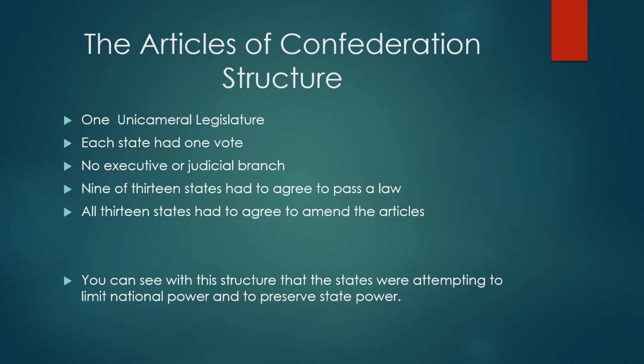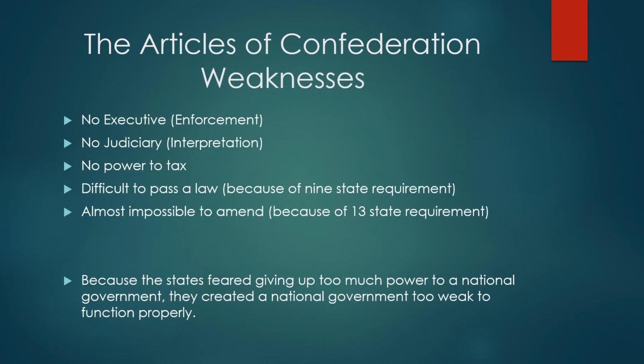And you can see that with this structure the states were attempting to limit national power and to preserve state power, to keep power in the hands of the states. So emerging from this structure are some very obvious weaknesses in the Articles of Confederation. First of all, there's no executive. There's no enforcement entity within the national government.